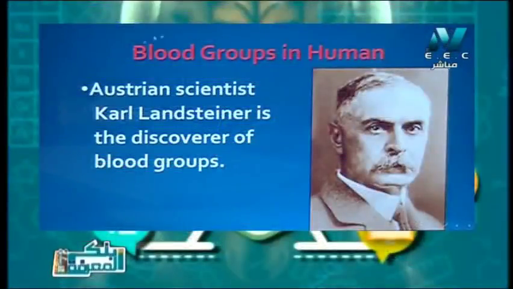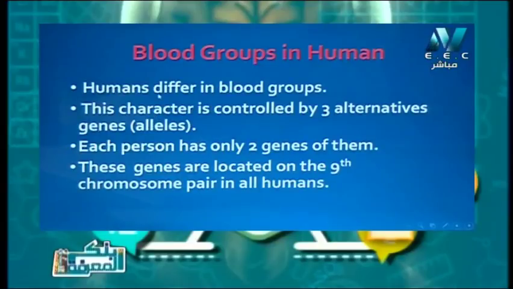Actually, the discoverer of this type of inheritance was the Australian scientist called Carl Landsteiner. And Carl Landsteiner told us a lot about how the blood groups are inherited from one generation to another. He told us that the human being has 4 types of blood groups, and these types of blood groups can be used to classify them.